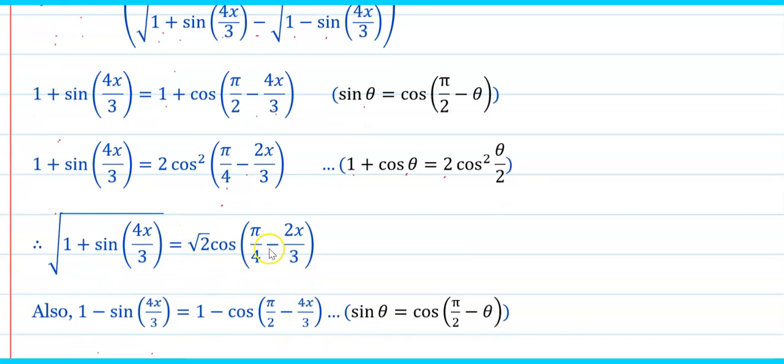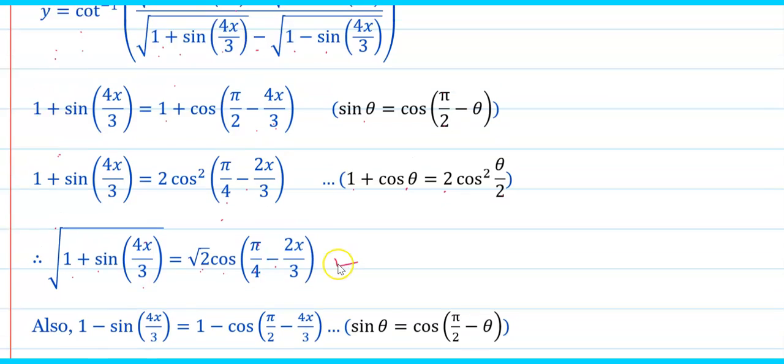And if you take its root sign, then the square and root sign will get cancelled, and you get root 2. So root of 1 plus sin of 4x upon 3 is root 2 cos of pi by 4 minus 2x upon 3. This is the value. What about the next?